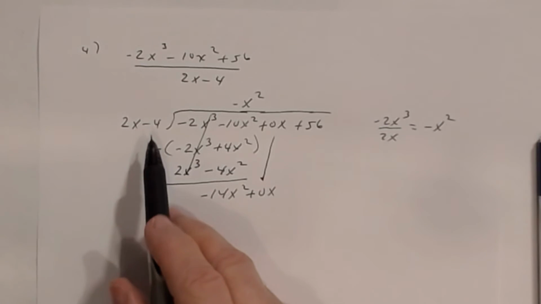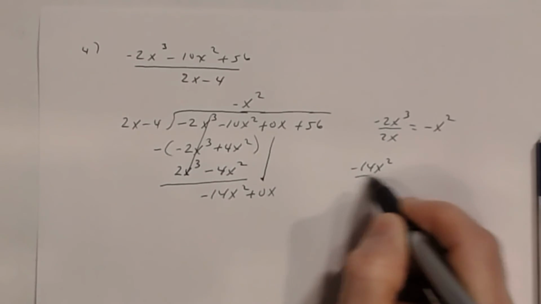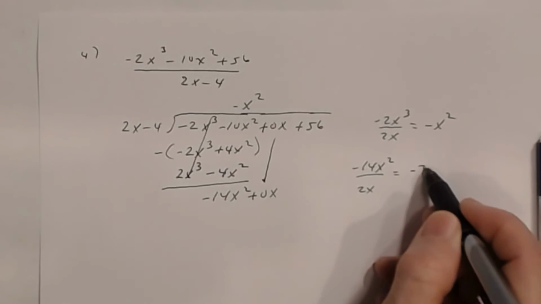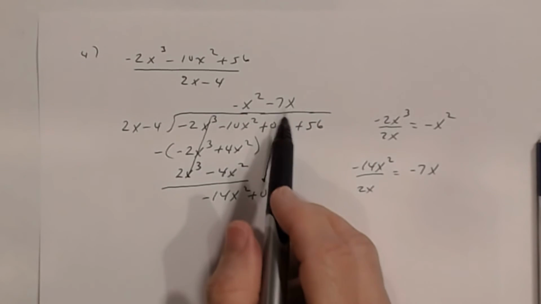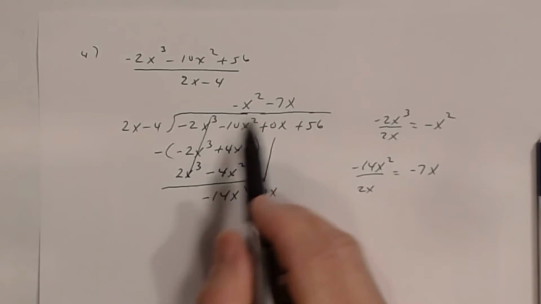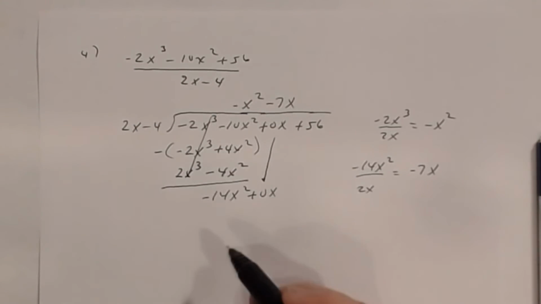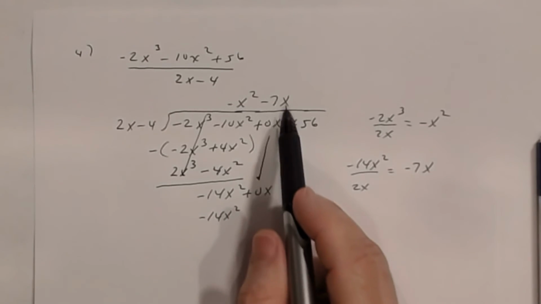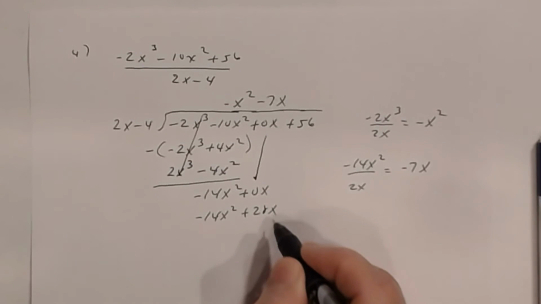Then you do division all over again. Negative 14x squared divided by 2x. So that's going to give you a negative 7x. So I'm going to go here, minus 7x. And then you multiply again. Negative 7x times each term of the divisor. So negative 7x times 2x, negative 14x squared. So these have to be the same. Negative 7x times a negative 4 is a positive 28x.